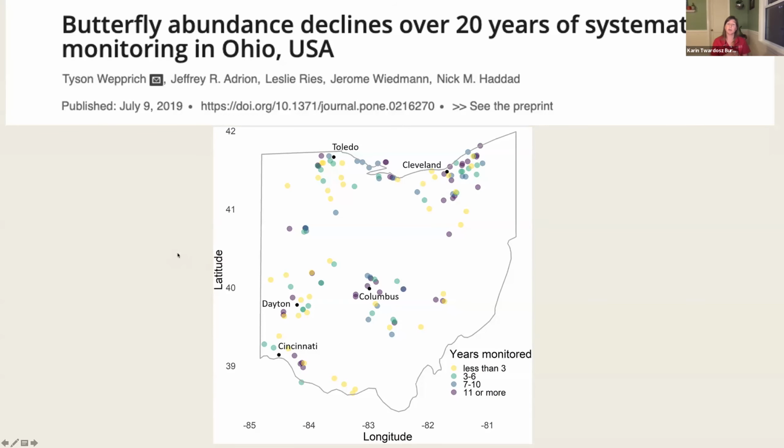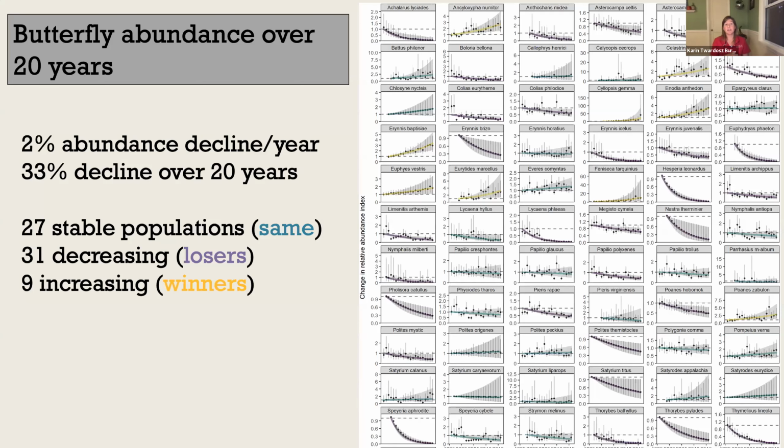And then they essentially looked at every single species of butterfly and tried to figure out whether abundances of that butterfly were increasing or decreasing. And what they found is essentially an overall 2% abundance decline per year in butterfly populations. So what this amounted to over 20 years was a 33% total decline in abundance, which is a pretty alarming number to me.